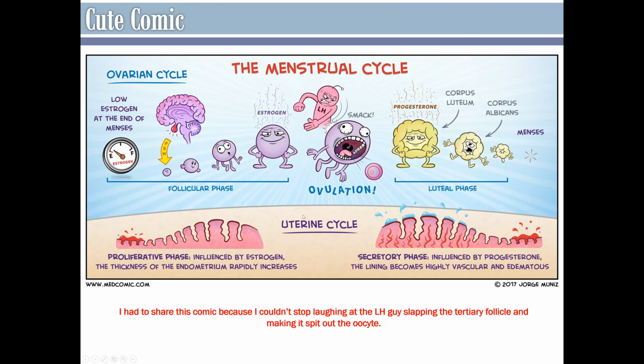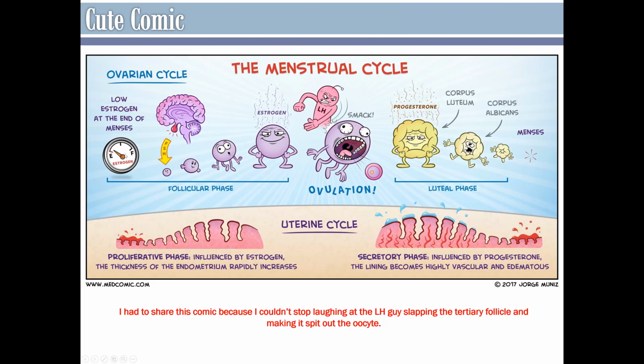And then I included this comic here because I couldn't stop laughing at the little luteinizing hormone guy slapping the tertiary follicle to make it spit out the oocyte during ovulation. But maybe this little comic can help you do some reviewing. The only difference between this comic and the charts we've looked at previously is that they've divided the menstrual phase of the uterine cycle from the right to the left. So you have to remember that you wrap around from here to here.